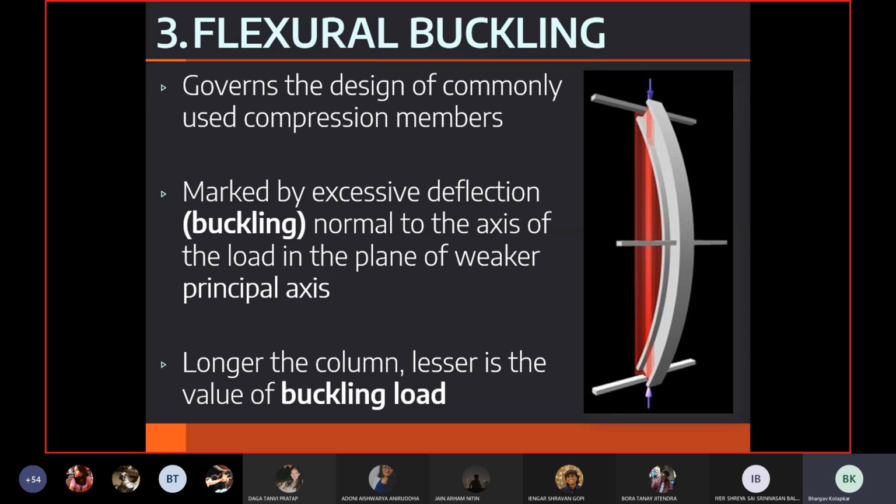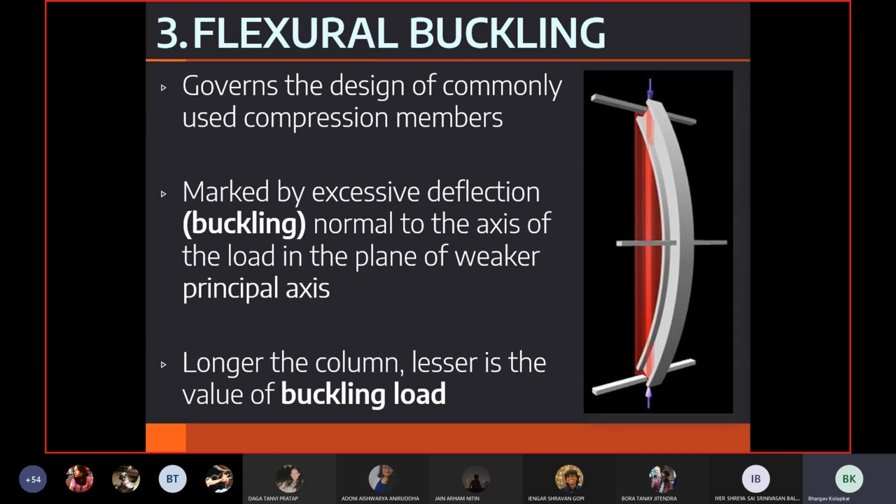What is an obvious factor that is causing buckling? The answer to this is length. Obviously, the longer the column... For example, now you took a 30 centimeter scale. Now you move on to a 60 centimeter scale. It is going to buckle even at a lesser load. So length is an important factor that causes buckling. So the longer the column, the lesser is the value of buckling load.